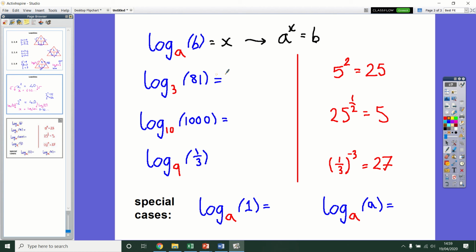Well, the power of 3 to make that is 4. Okay, and that's because the equivalent statement is to say that 3 to the 4 makes 81. Okay, we've worked out the power.